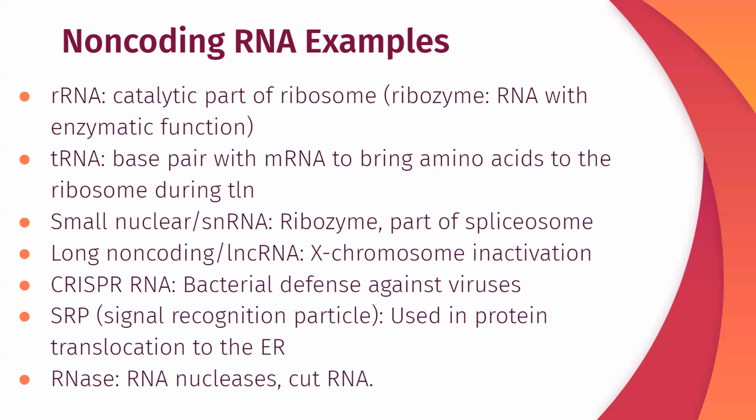tRNA is what we just talked about. It will bring an amino acid to the ribosome during translation to help make protein. Small nuclear RNA is part of the spliceosome. It's also a ribozyme. I have a couple of other examples here. We're going to send out these slides, so take a look at them and know a few of them. You don't have to know them in detail, just be kind of familiar with a few.